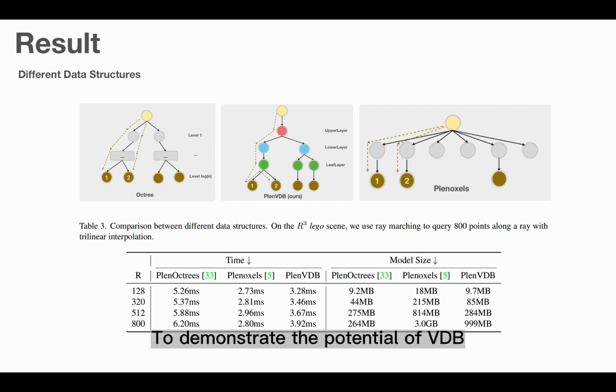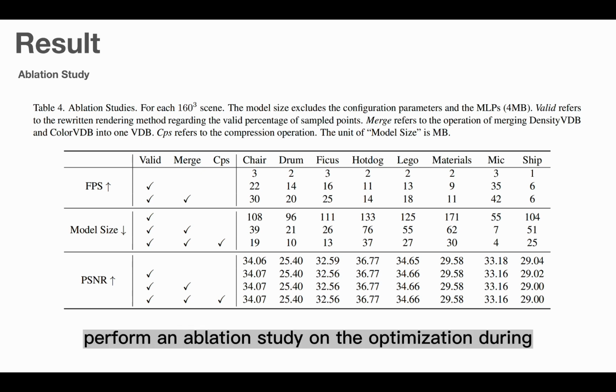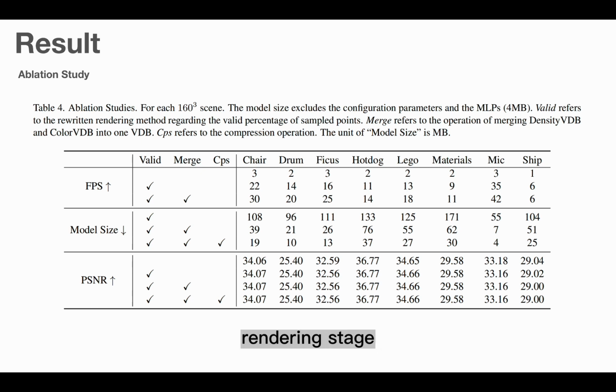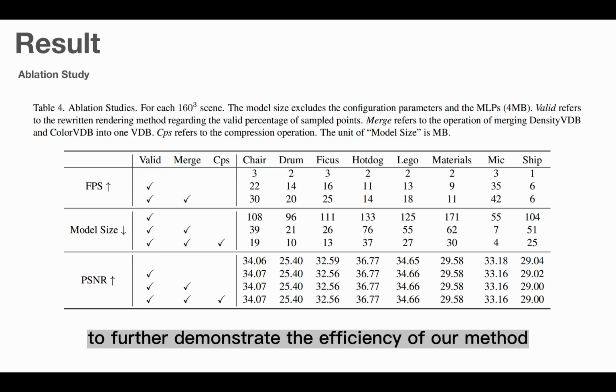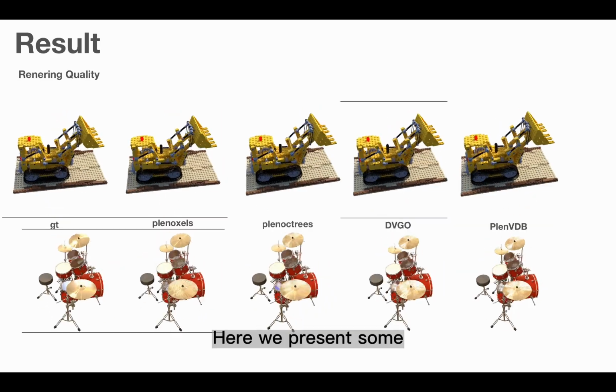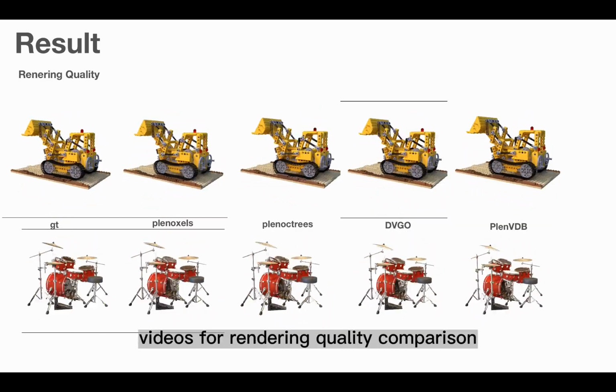To demonstrate the potential of VDB, we also compare it to the sparse octree in a nearly dense grid. Under the condition of representing the same scene information, VDB achieves a better balance in terms of accessing data and storage space efficiency. We also perform ablation study on the optimization during rendering stage to further demonstrate the efficiency of our method. Here we present some videos for rendering quality comparison.